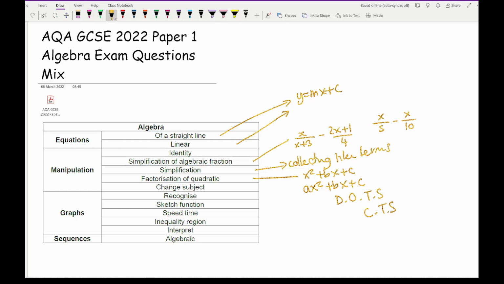Then interpreting graphs, again, it's just a case of recognizing what the gradient means, so it's the rate of increase or the rate of decrease, and understanding what the y-intercept means, so that's usually when the x value is 0 or the initial starting value, something along those lines.